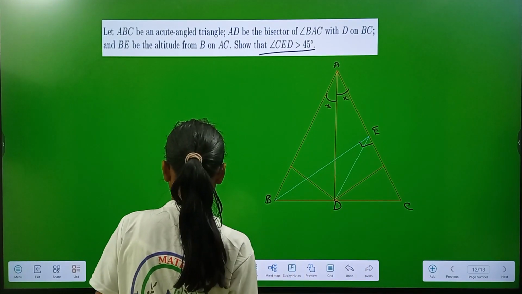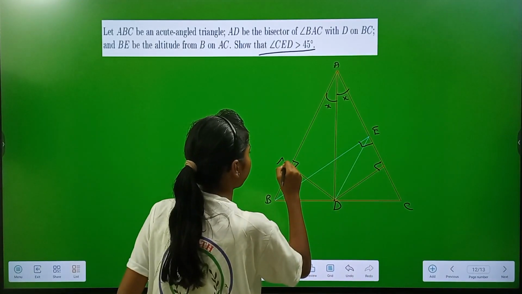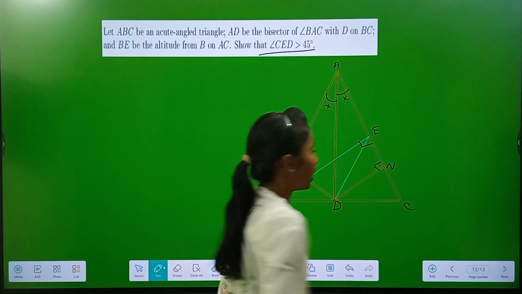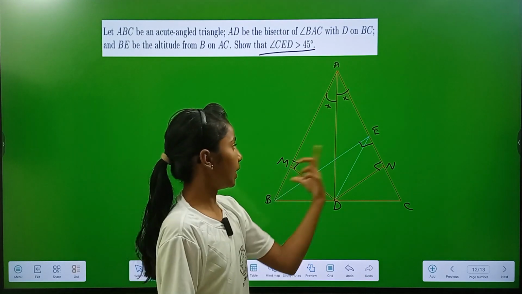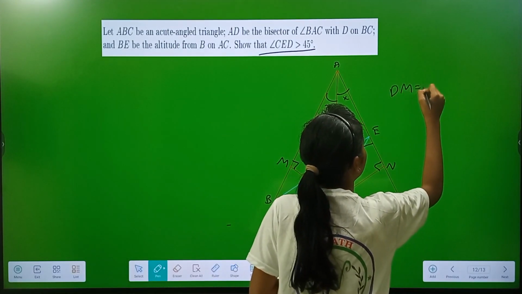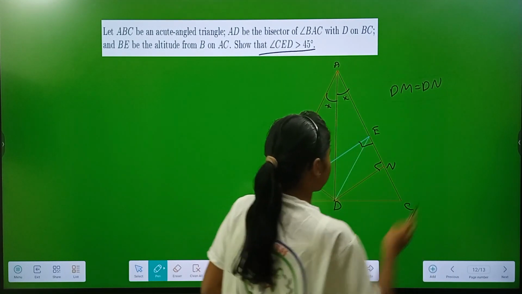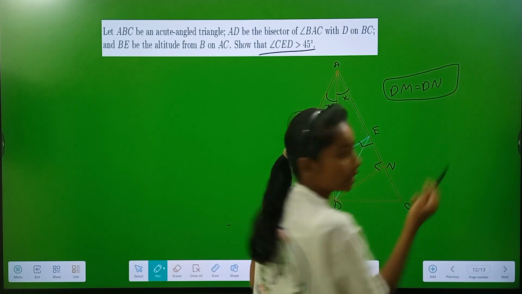And these both are perpendicular. So this angle is equal to 90 and this angle is also equal to 90. Let this point be M and this will be N. So we have DM equal to DN. Let's note it down: DM equal to DN.